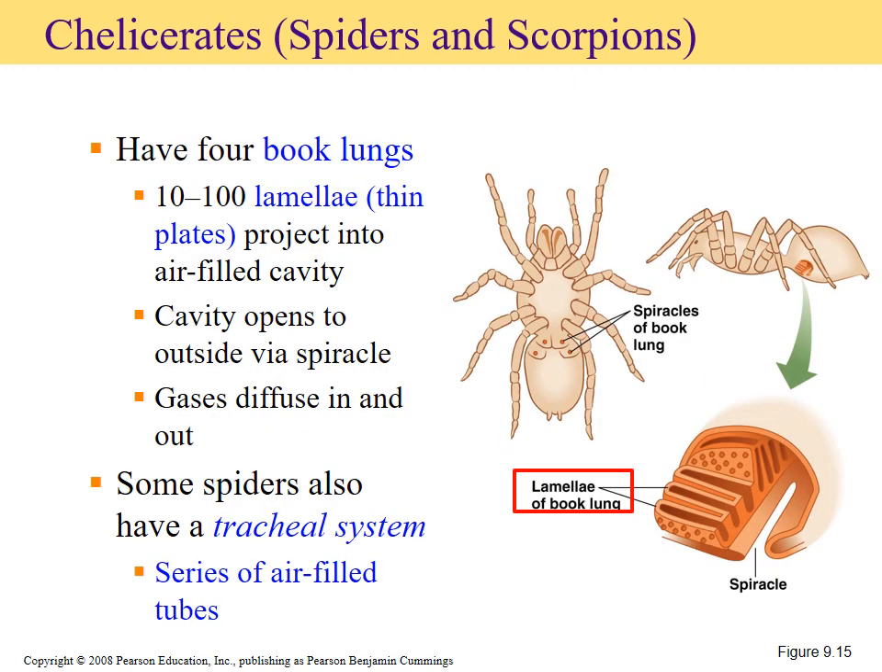Now, when you take a look at your spiders and your scorpions in the Chelicerates category, we see that their mechanism of respiration will be to utilize what we call book lungs. Book lungs are basically just a series of small, thin plates that are stacked on top of each other. They do create a little cavity that can be utilized to store some of the air to make it more effective for your gas exchange.